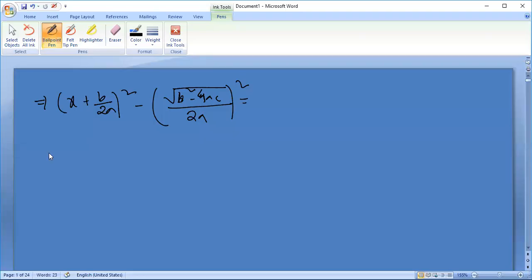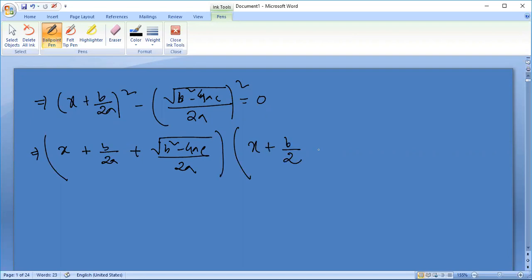Now see, this is in the form of a squared minus b squared. Yes or no? Yes. So we can write (a plus b) into (a minus b). So that means we can write x plus b by twice a plus root of b squared minus 4ac by 2a. This will be one term. And another term will be x plus b by 2a minus root of b squared minus 4ac by 2a. This will be another term equal to 0.